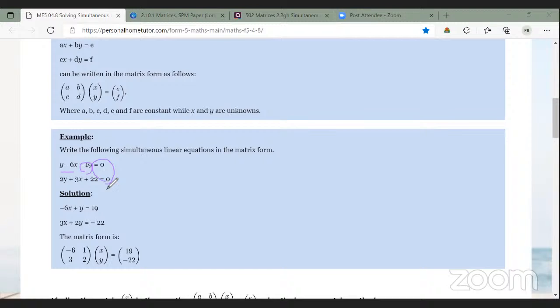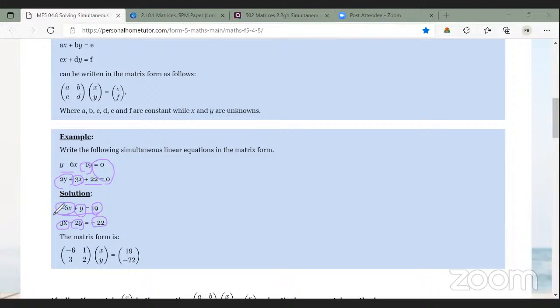So to solve this and to make it easier for you, you can write it down like so. As you can see here, negative 6x, we just bring it down, plus y. And then the 19, we bring it to the other side. So here it's negative 19, so here it will be positive 19. And we apply the same concept to the second equation. 3x, we bring it down here because it's still on the same side. And then 2y, we plus because it's also on the same side. And then this positive 22, we want to bring it to the other side. So when we bring it to the other side, we put it as negative 22.